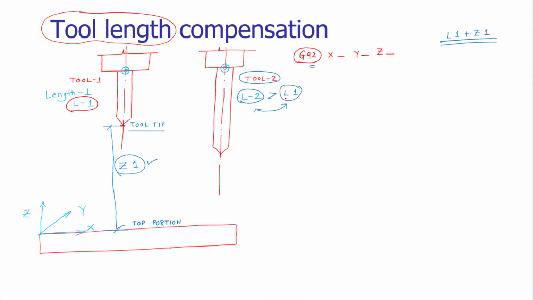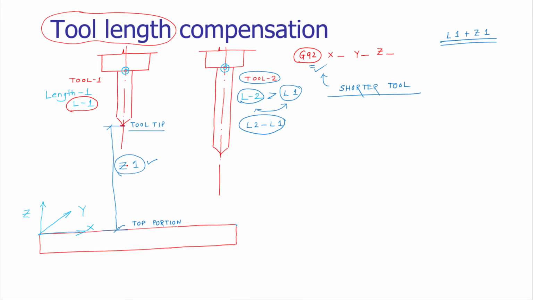So L2 is more than L1. We have to communicate the distance L2 minus L1 to the MCU, but this distance has to be compensated along which direction? That is dependent upon the tool that we used for the G92 command. So consider we have set the G92 with the shorter tool. T1 is the shorter tool. We have set the G92 with the shorter tool.